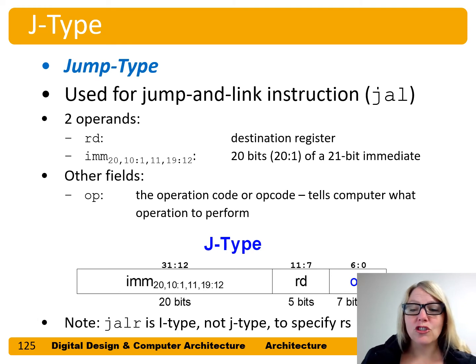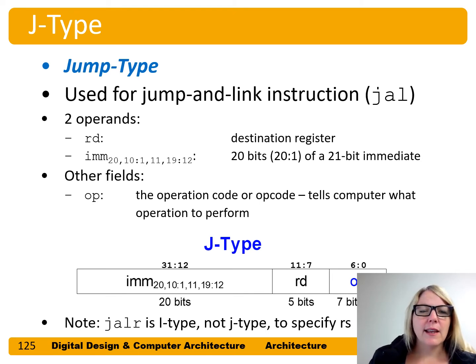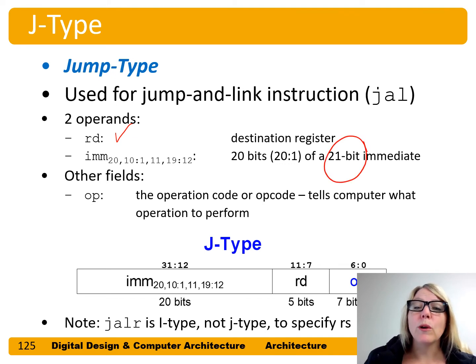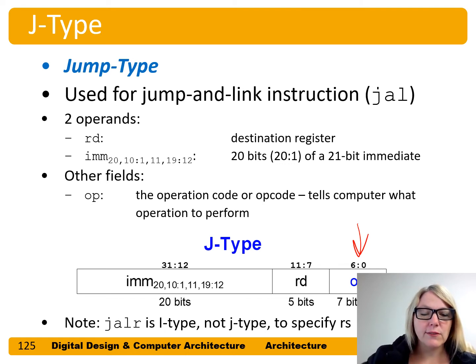The J-type instruction, or jump type instruction, is used for the jump and link instruction, so JAL, and it has 2 operands, RD, and a 21-bit immediate. So we're only encoding 20 bits of that immediate. We're not encoding bit 0. We're only encoding bits 20 to bit 1. And like the U-type instruction, this includes only an opcode field, no funct3 or funct7 field.